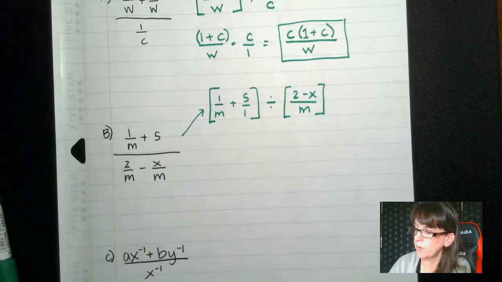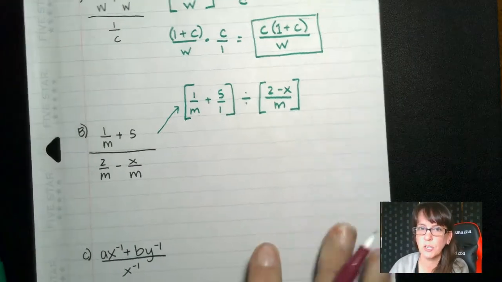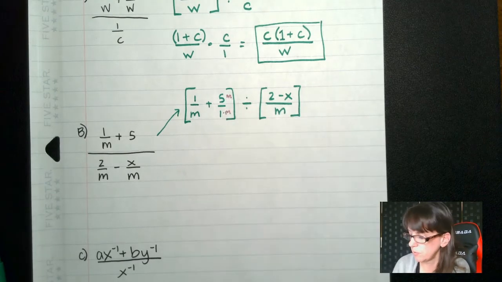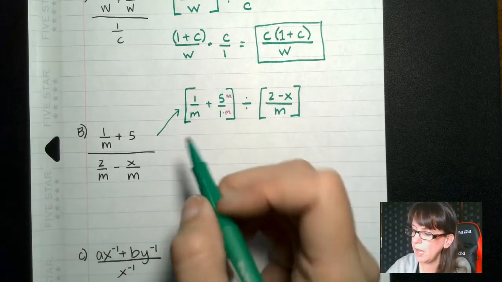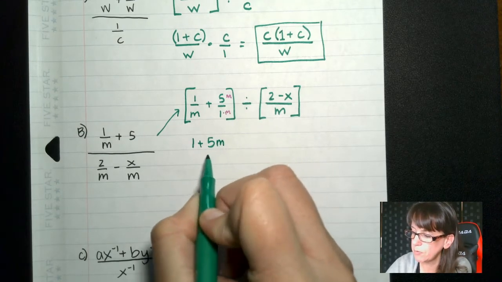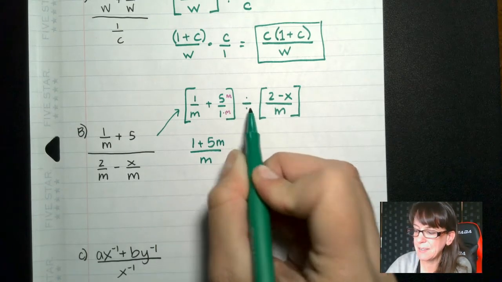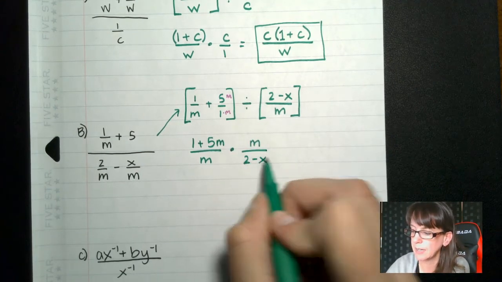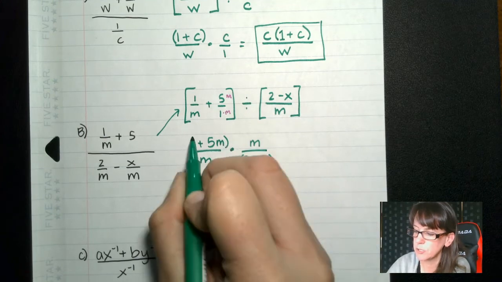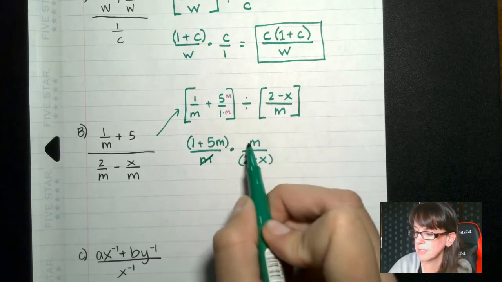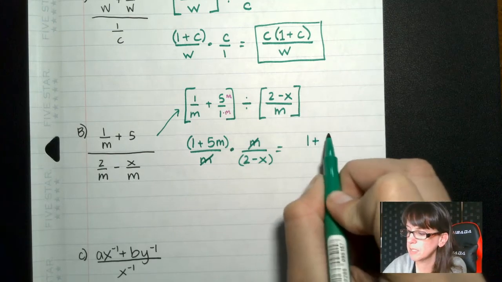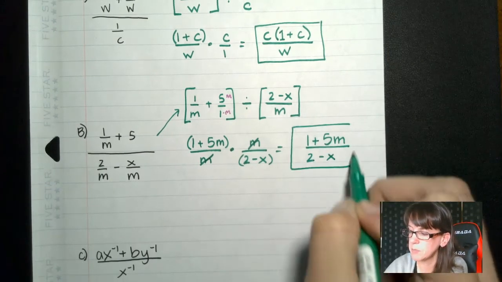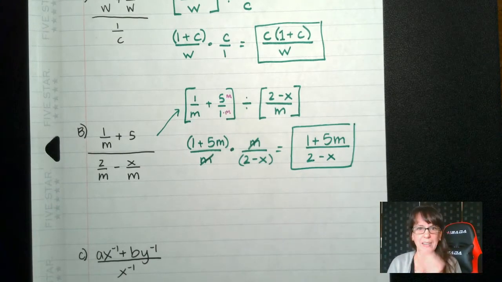All right, so for our numerator here, for this chunk, we have to get a common denominator, 1 times m, or just m. So multiply top and bottom by m. So we get 1 plus 5m over m. And instead of dividing, we're going to multiply by the reciprocal, which is m over 2 minus x. Let's protect our addition subtraction, and I see that we can cross cancel this m. So that leaves us with 1 plus 5m over 2 minus x. Bam, just like that.